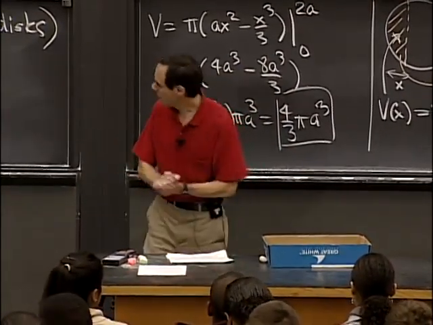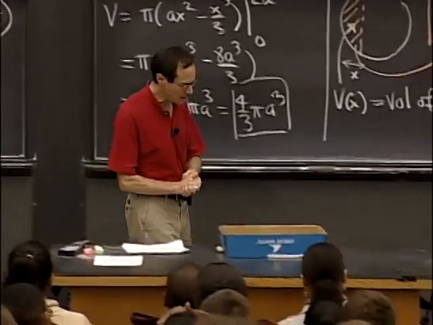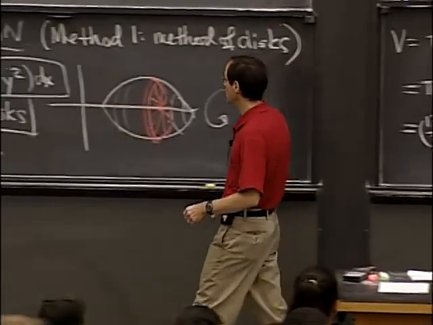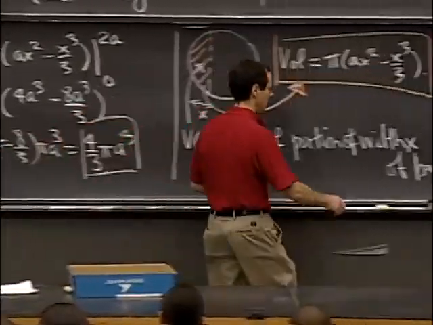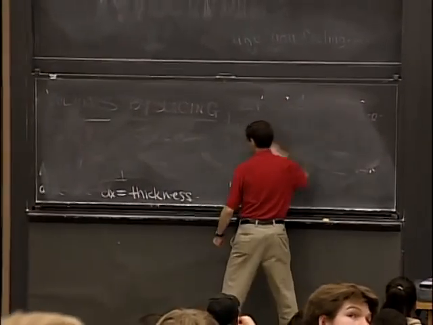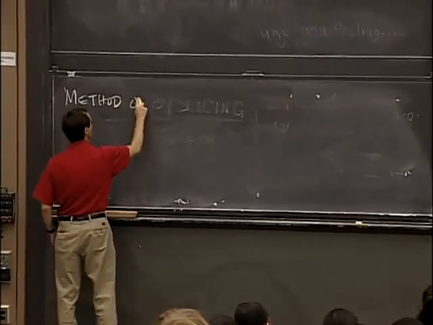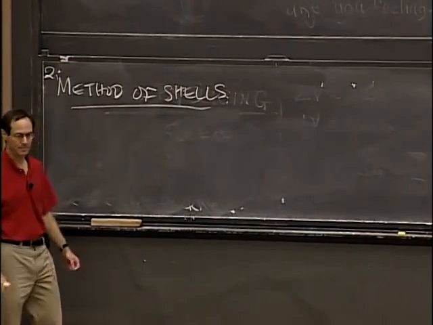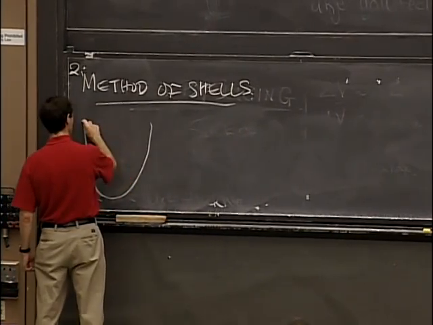Okay, so now I called this method 1 for solids of revolution, which is called the method of disks. And now I need to tell you about the other standard method, which is called the method of shells. All right. So this is our second method. I'm going to illustrate this one with a holiday-themed example here.